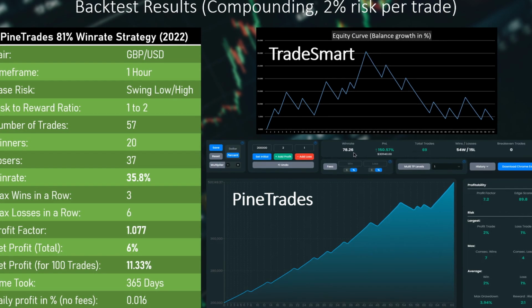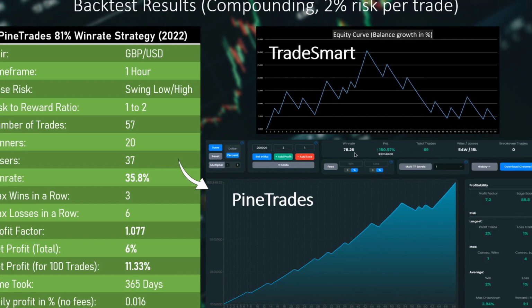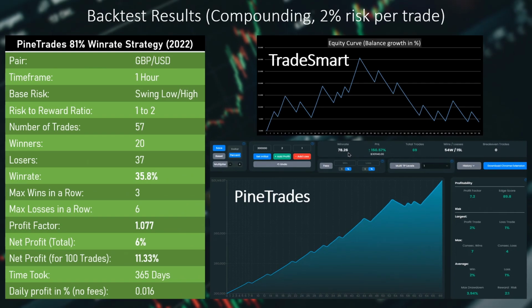Now let's compare my results with PineTrades' results. You can see his equity curve and results in the bottom right corner. In 2022, he had 54 winners and 15 losers, with a win rate of 78% and a net profit of 150%. Well, that's a huge difference from my results. If you take a look at his equity curve, the difference is even more obvious. But how is this possible?